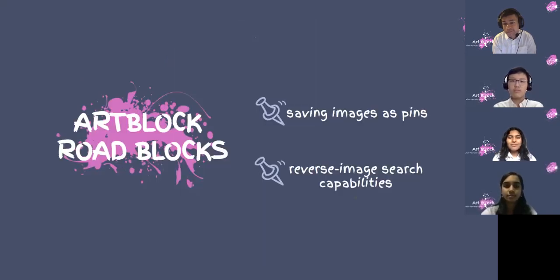A roadblock that we faced while developing ArtBlock was saving images as pins, because we were having some technical difficulties with saving images to user accounts. So what we decided to do was to use the Shared Preferences plugin, where we were able to write the data into the disk of the phone. Another roadblock that we faced was implementing the reverse image search, as we originally planned to use the Cloud Vision API. But in order to be efficient, we decided to use the palette generator plugin from Flutter to collect the dominant color from the image and send it to be searched.